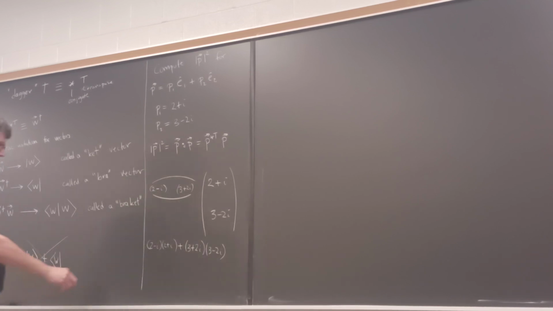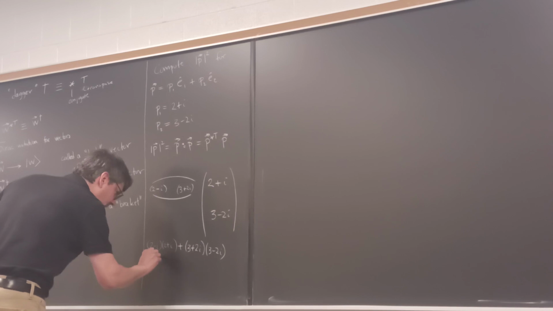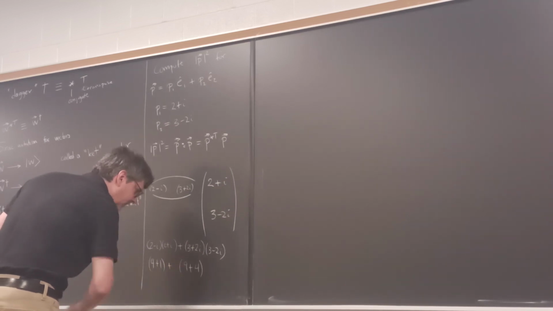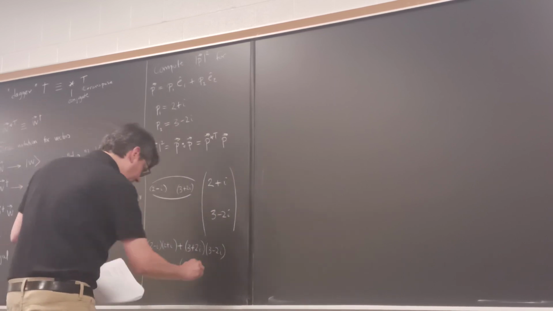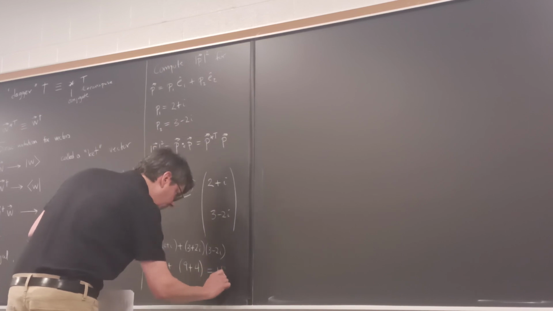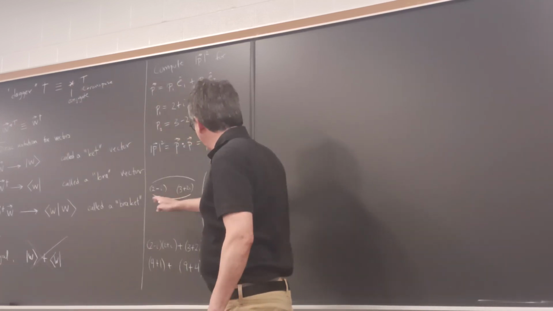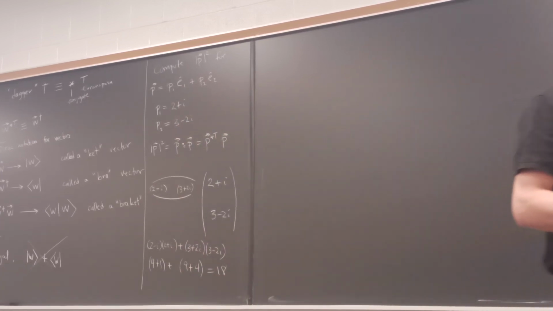Okay. So now this will just be 4 plus 1 plus 9 plus 4. Is that right? Yeah, so this is 18. So this is what I mean about conjugating. When you do this, make sure that you remember to conjugate your row vector.